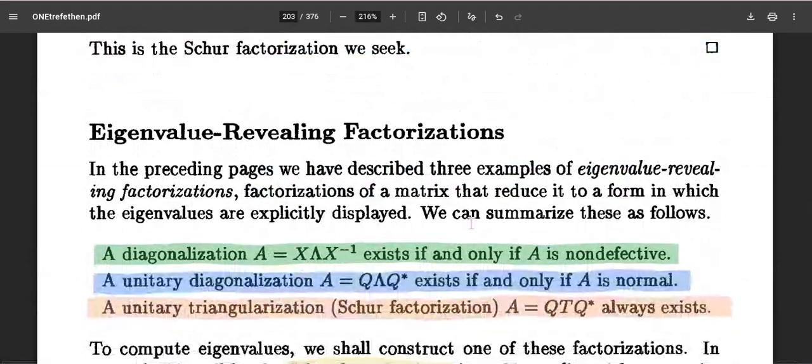So in this lecture, we have seen three forms of factorizations to compute eigenvalues. The first one is diagonalization, called the eigenvalue decomposition. This kind of factorization exists only if A is a non-defective matrix. The second one is an important specialized factorization called unitary diagonalization. This can exist only if matrix A is normal. The third one is unitary triangularization. This factorization can exist for any matrix, not necessarily non-defective or normal.